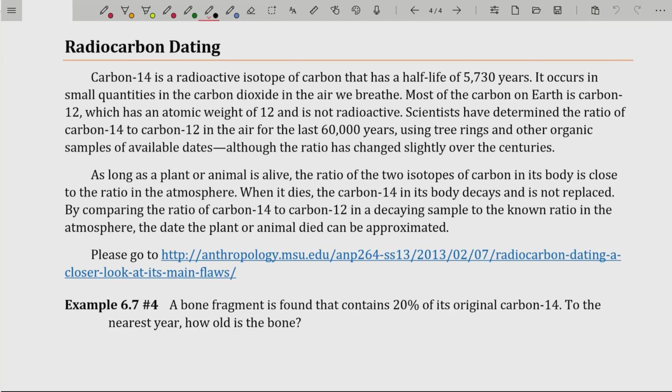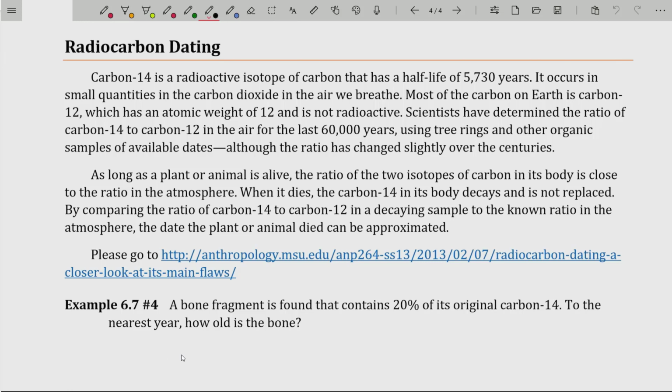We're going to talk about radiocarbon dating. So radiocarbon dating is a process to determine how old a fossil is. Carbon-14, I'm just reading here, is a radioactive isotope of carbon that has a half-life of 5,730 years. It occurs in small quantities in the carbon dioxide in the air we breathe. Most of the carbon on Earth is carbon-12, which has an atomic weight of 12 and is not radioactive. Scientists have determined the ratio of carbon-14 to carbon-12 in the air for the last 60,000 years. Not that they've done that for 60,000 years, but they've determined the ratio from data that allows them to make these predictions over the last 60,000 years.